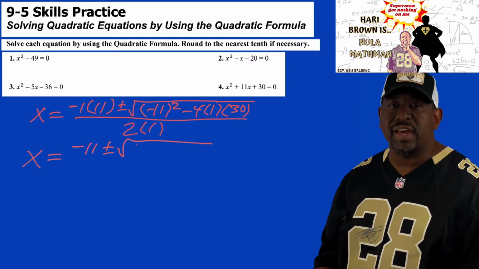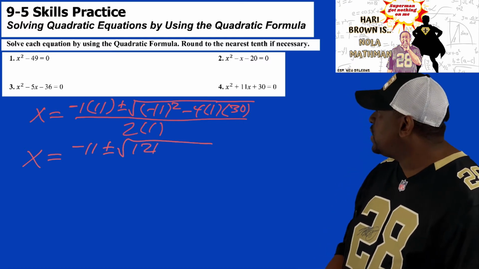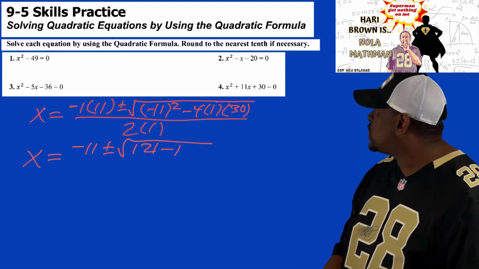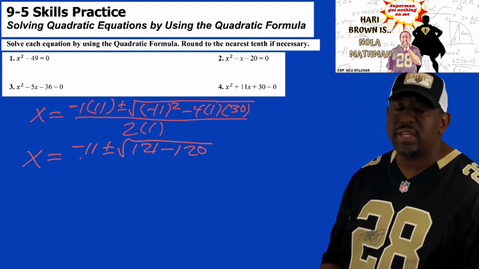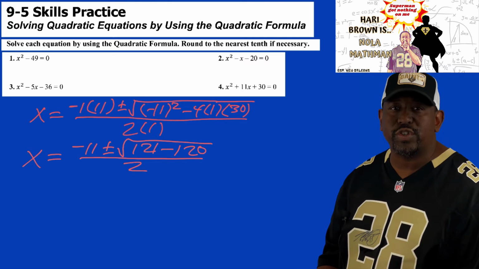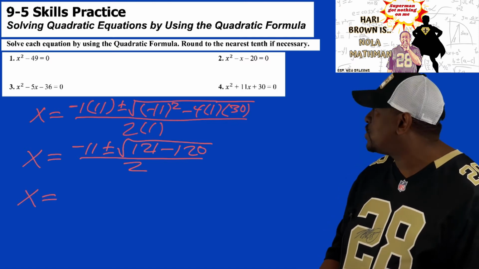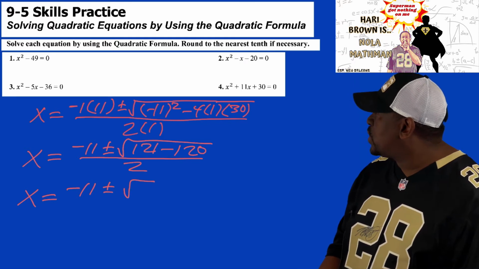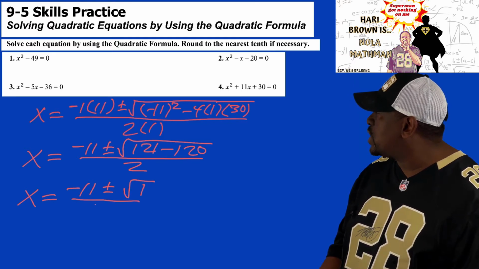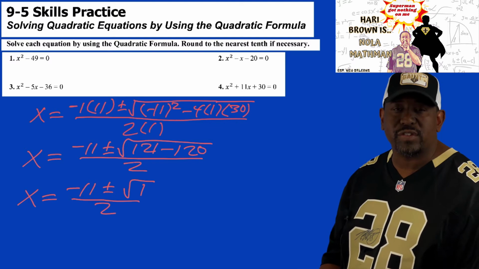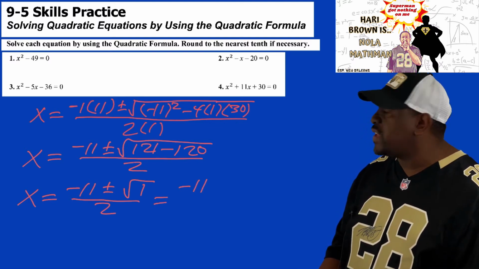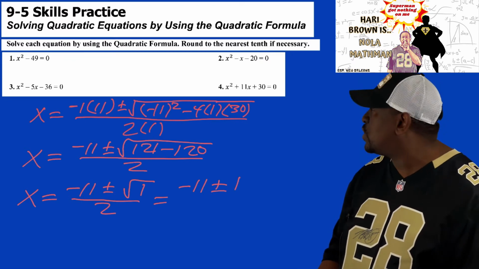Negative 1 times 11 is negative 11. Negative 11 squared is 121. Negative 4 times 1 times 30 is negative 120. And that's all over 2, which is the result of multiplying 2 times 1. We do the radical next. 121 minus 120 is 1. So we have negative 11 plus or minus the square root of 1 over 2. The square root of 1 is 1, so we have negative 11 plus or minus 1 over 2.